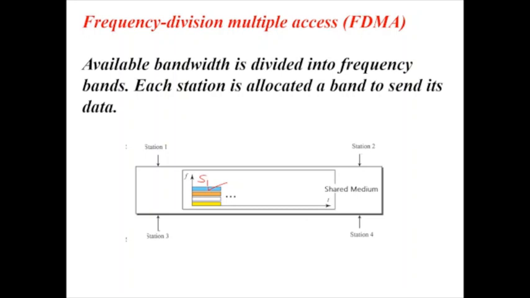Now, here the stations are not going to get the complete bandwidth of the link. This link has some bandwidth, and that complete bandwidth will not be available to any single station. The complete bandwidth itself is divided among the different stations. So this is all about the frequency division multiple access method.